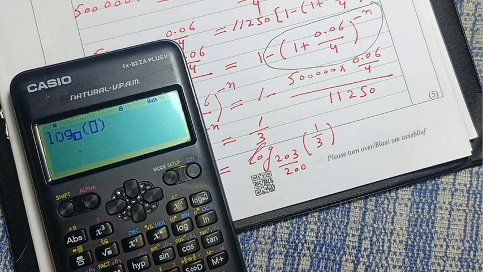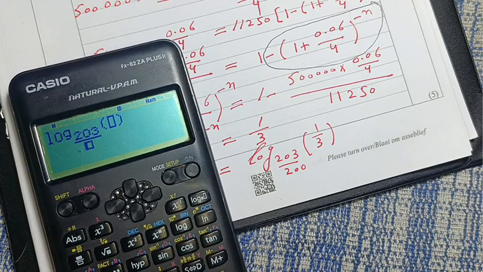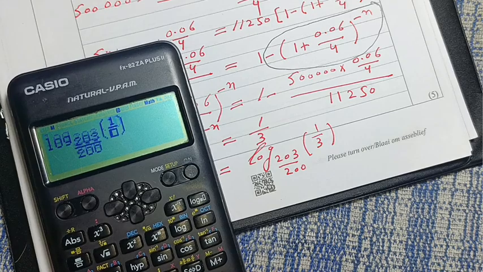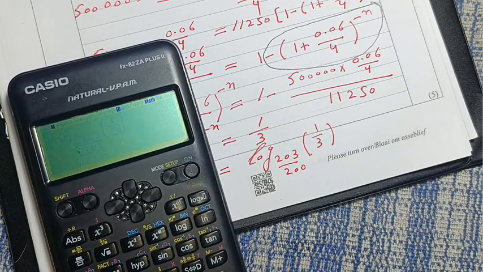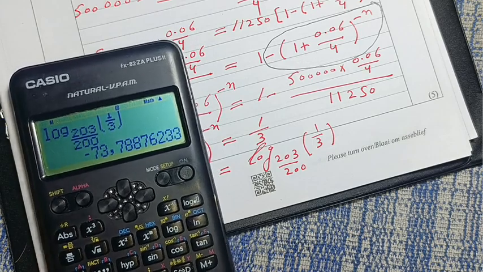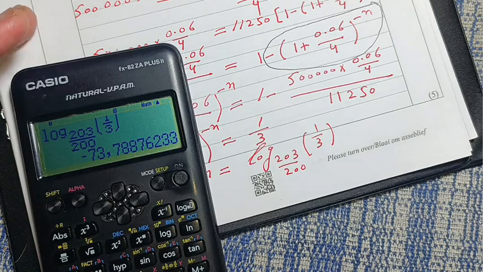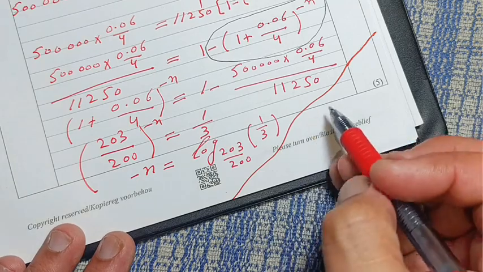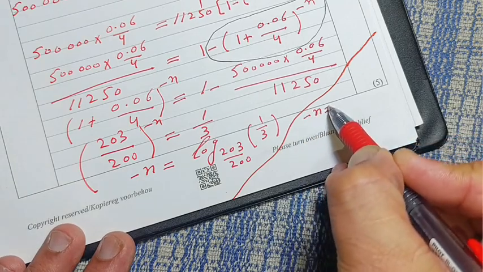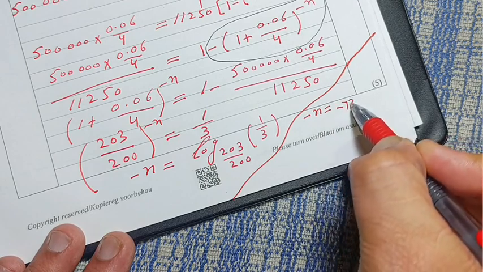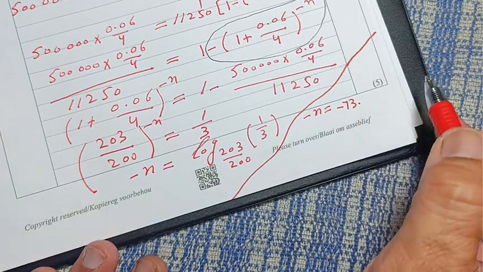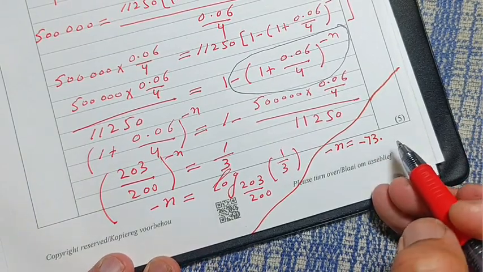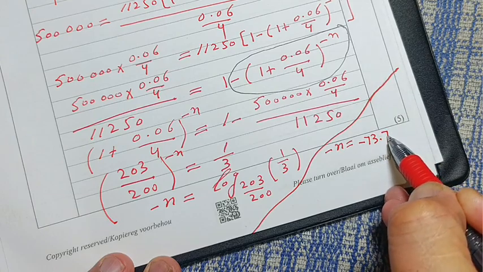It's going to be 203 over 200, and then use the scroller, and then 1 over 3, equal. So the answer is negative 73.78, and all of these values I'm going to write down there. So I'm going to use this side. Negative n is going to be equal to negative 73 comma 79. You can write to 2 decimal places if you want to.